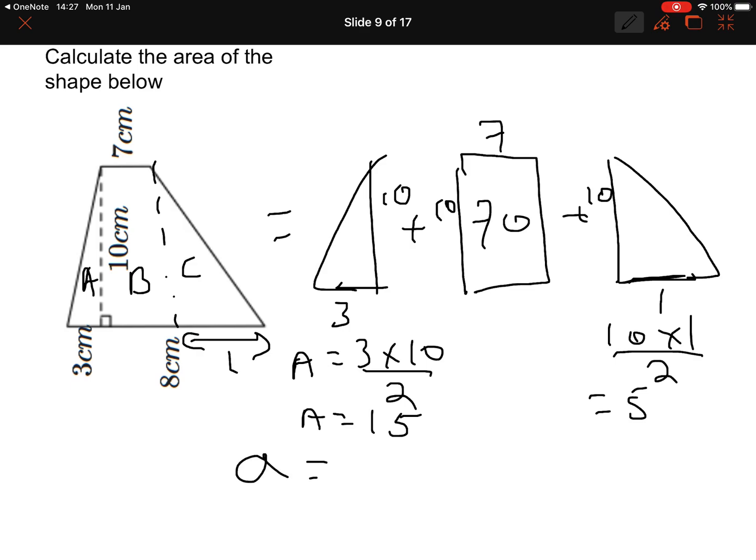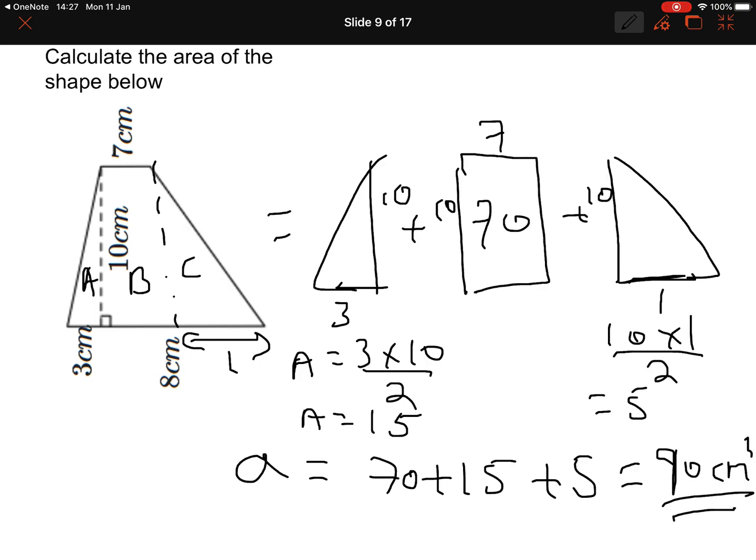Okay? So your total area is 70. I think you should be able to do this in your head. 70 plus 15 plus 5. Okay? So 70 plus 15 would give you 85. 85 plus another 5 is 90 centimeters squared. Okay? Please copy that down.